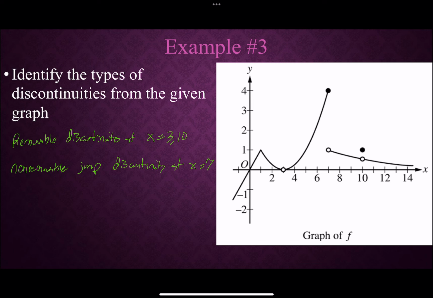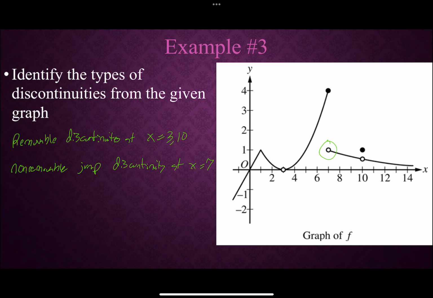Now, a lot of you might be thinking, well, wait a minute. It's a hole there. It's an open circle. How is that not a removable discontinuity? Well, it's part of a jump gap in the function. That's how you know. If there's an actual full-on function coming before it, and then it's its own separate function coming after it, that's going to be a jump.